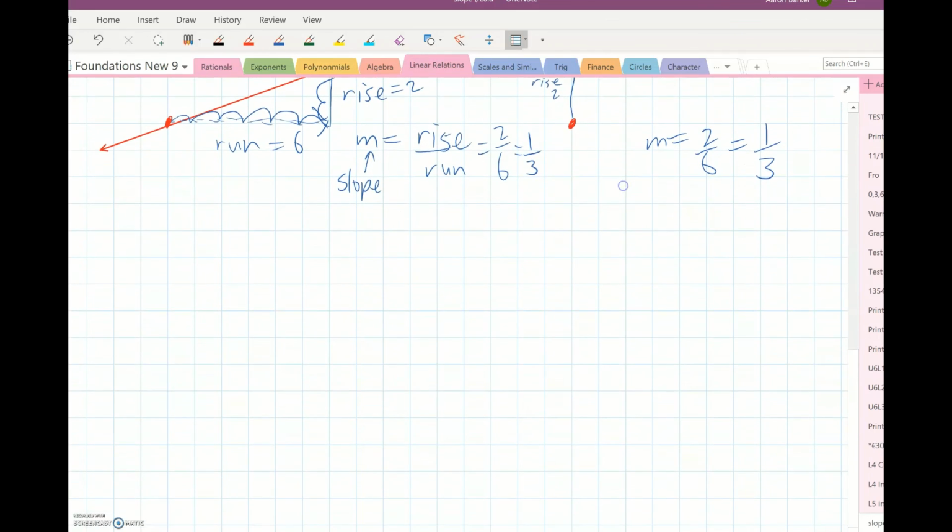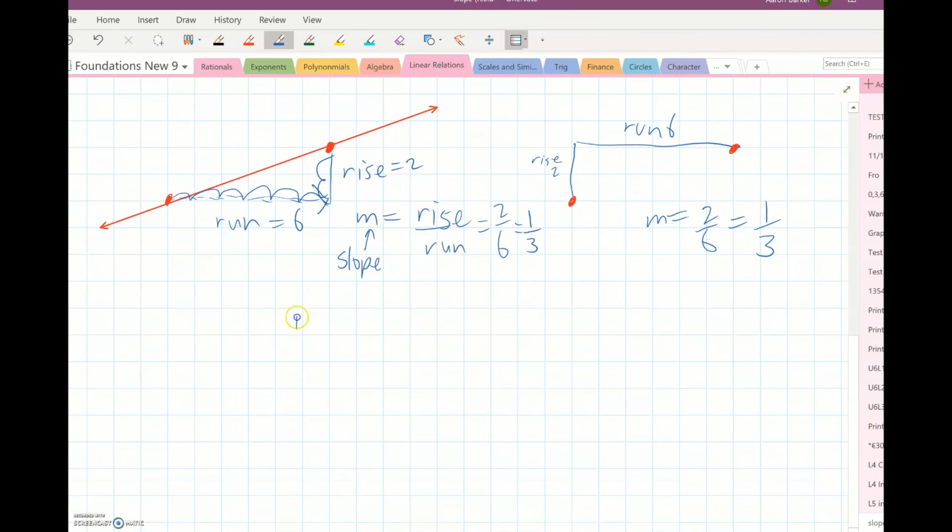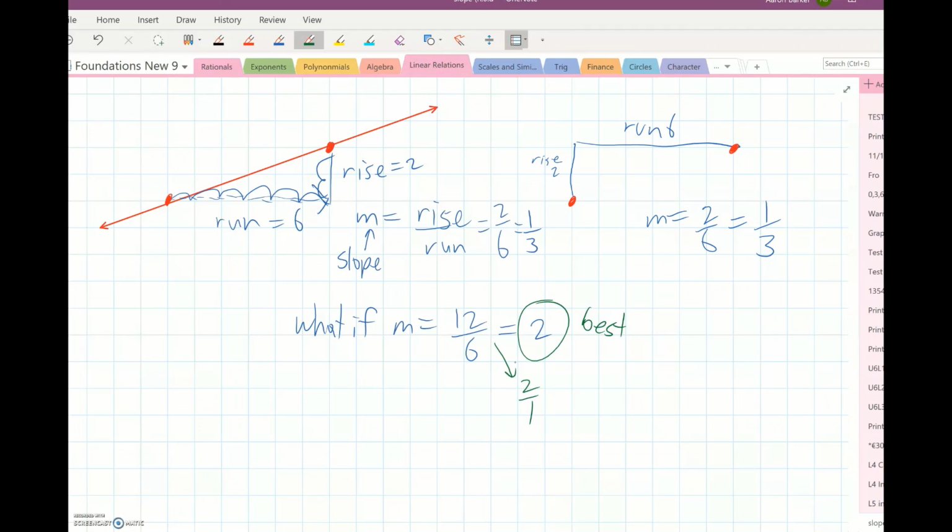Okay, good. Any questions? All right. So I have a question for you. What if we had m equals, say, 12/6? What is that in lowest terms? Well, 12 divided by 6 equals 2. And what is 2 as a fraction? That equals 2/1, but this is the best answer. So simplify your fraction to lowest terms all the way. Sometimes it'll be an integer, but lots of times it'll be a fraction. Fractions are okay. There's nothing wrong with it. That's normal.